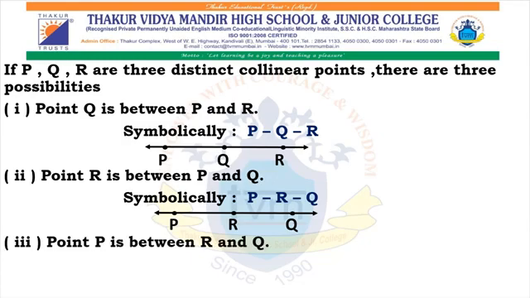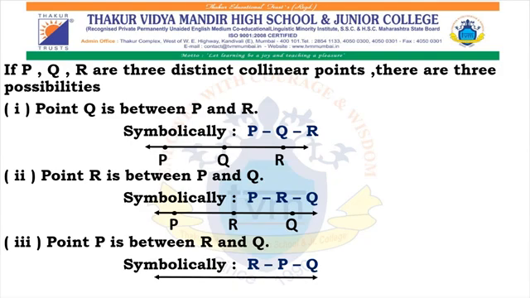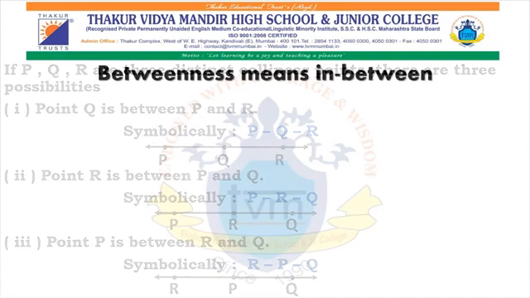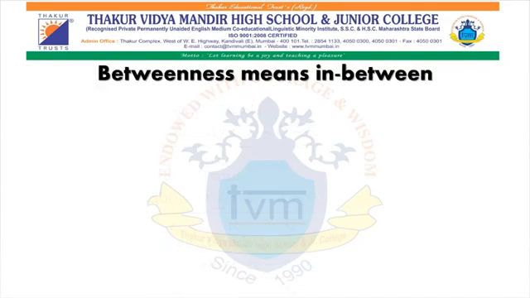Now we have the third possibility, point P is between R and Q. Symbolically, you can write this as R-P-Q. R-P-Q means those 3 points are collinear. It means they fall on the same line, and P is between R and Q. It means here the position of point P is fixed. It is between R and Q. Betweenness means in between.